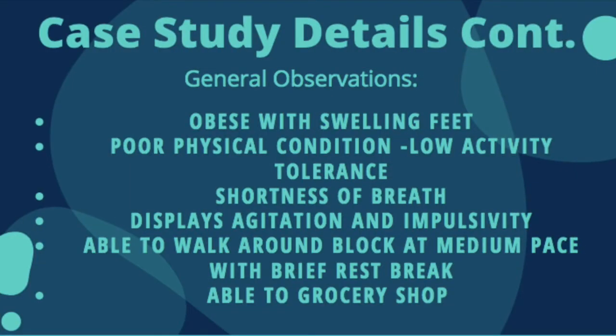Next are the general observations of the client. She is obese with swelling feet, poor physical condition with low activity tolerance, and shortness of breath. She displays agitation and impulsivity, is able to walk around the block at a medium pace with a brief rest break, and lastly, she's able to grocery shop.